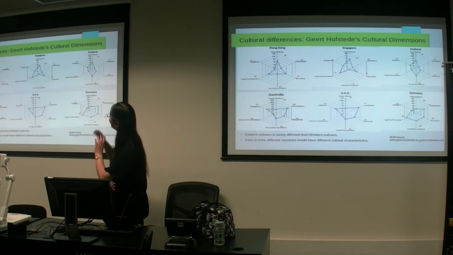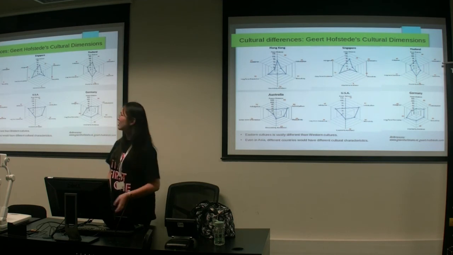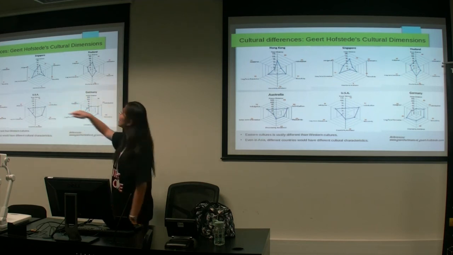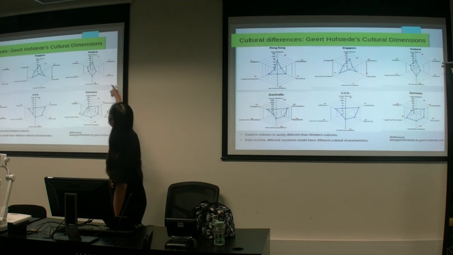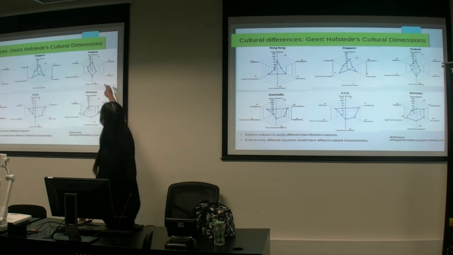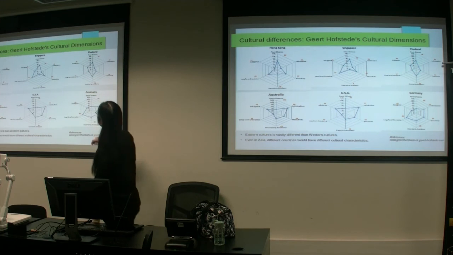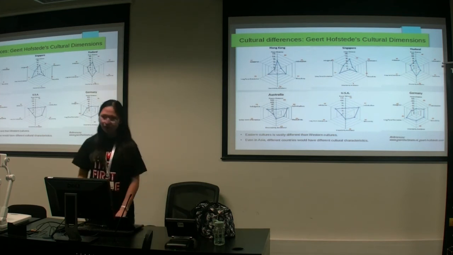So there are very large differences between Eastern and Western cultures. But even within Asian cultures, some markets like Thailand have very feminine behavior, and they're more caring to other people, sensitive to other people's feelings, and relatively short-term. So there are still subtle differences in terms of culture.